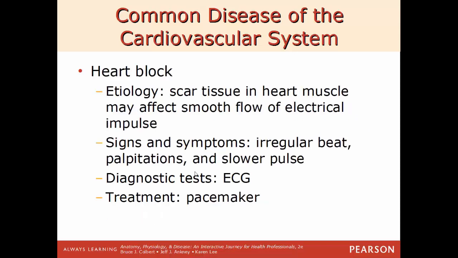The heart block, etiology for this could be caused by scar tissue in the heart muscle that will affect the smooth flow of the electrical impulse throughout the heart muscle. Signs and symptoms: irregular beats, palpitations, slower pulse. Diagnostic test, ECG. And for treatments, especially in a severe case, you would need a pacemaker.